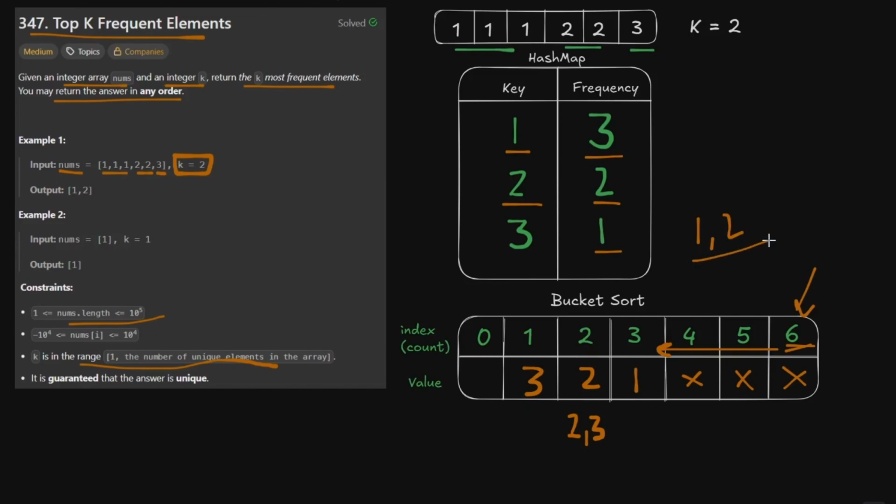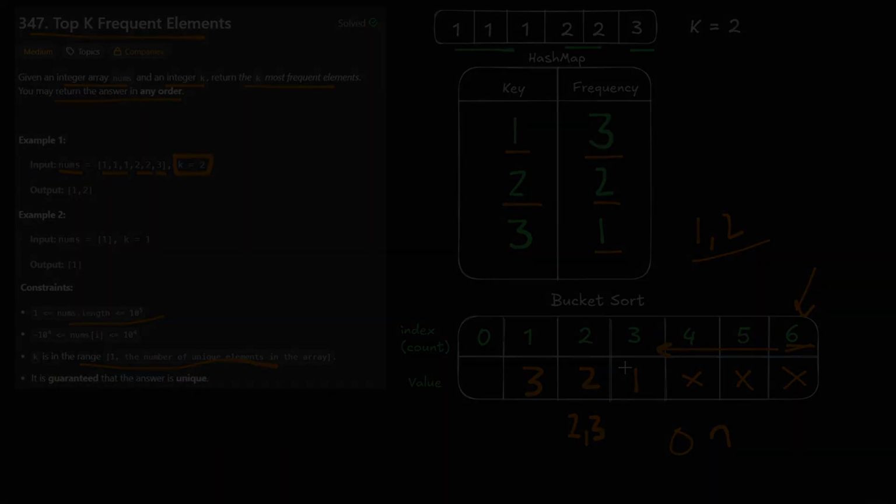So this approach is more efficient because we only traverse the array and the bucket once, so the time complexity roughly becomes big O of n, which is much faster and more efficient than using sorting or using a heap. With this in mind, next we will move to our coding part.